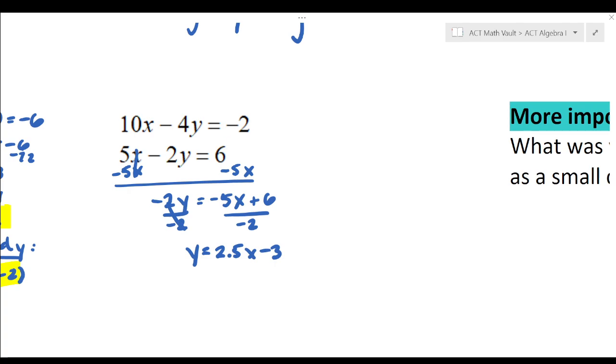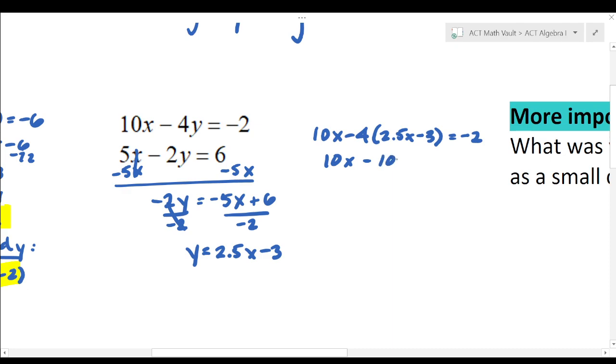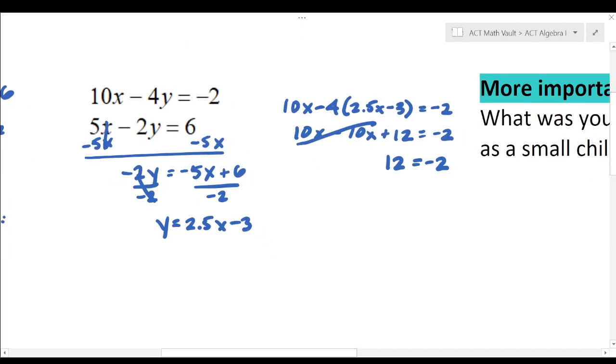So now that I've manipulated the second equation, I want to plug that y in to the first equation again. 10x minus 4 times something new, 2.5x minus 3, equals negative 2. 10x minus 10x plus 12 equals negative 2. Okay, these cancel. And then I get 12 equals negative 2. So here we have a special case. And let's write out what the conclusions would be at the end.